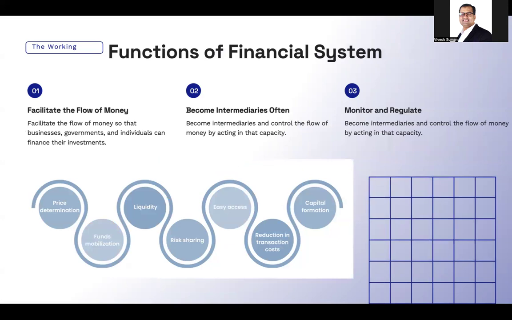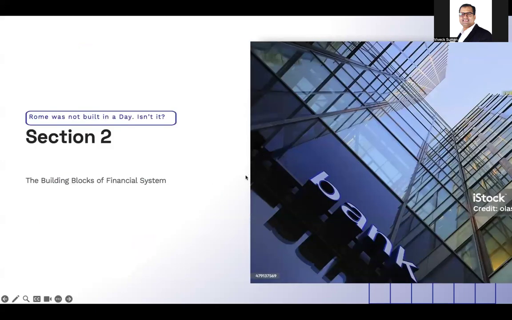We looked into the functions of the financial system. You remember we covered it in 2 places. This is one of the places where we discussed approximately 7 different functions. It starts with price determination; the financial system helps in price determination. It also helps in fund mobilization, liquidity, risk sharing, easy access, reduction in transaction cost, and capital formation. Of course, the 3 core functions are facilitating the flow of money and becoming intermediaries. They actually control the flow, whether it will come at full jet speed or will be dripping like drops in the morning from our drainage system. And then we have a monitoring and regulatory function of the financial system, which is critical, so that intermediation as well as facilitation becomes easier.